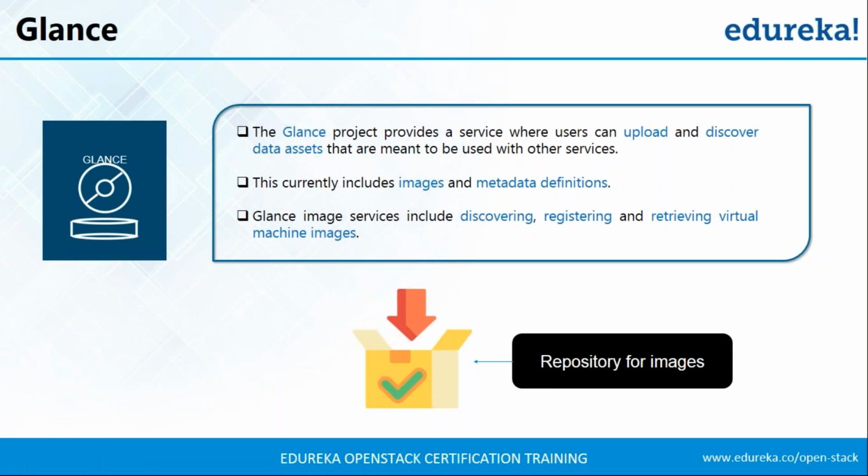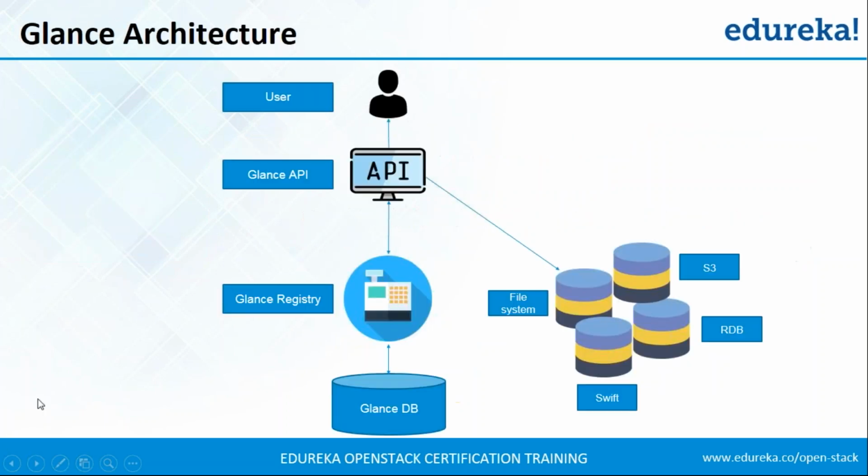And these instances can be used to set up your development environment for your application, for your testing environment, or prod, any purpose that you want. What exactly is stored in Glance is that it only stores images and the metadata definitions of the images. And Glance uses a RESTful API that allows querying of virtual image metadata as well as retrieval of the actual image. So I'll show you and explain the Glance architecture now so that you can understand it better.